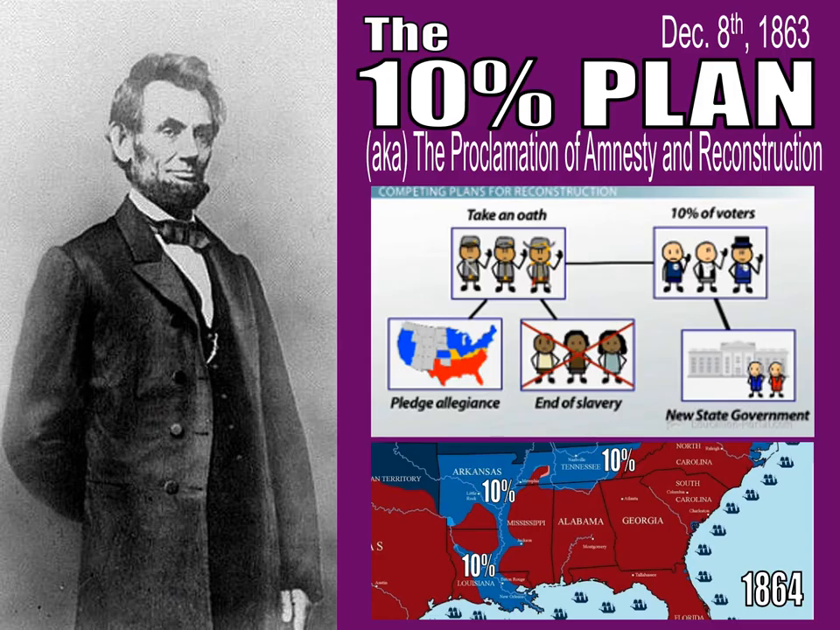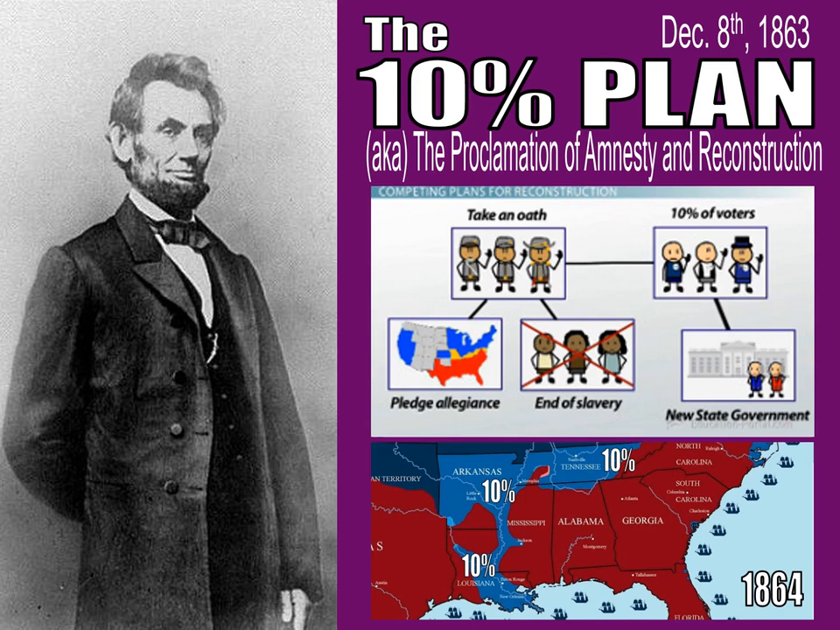As far as plans go, let's go to the first one that was on the table. It goes all the way back to December 8th, 1863, at around the time that the Union had just completed its Chattanooga campaign. President Lincoln's proclamation of amnesty and Reconstruction was surprisingly a very, very lenient proposal. Why is it called the 10% plan?